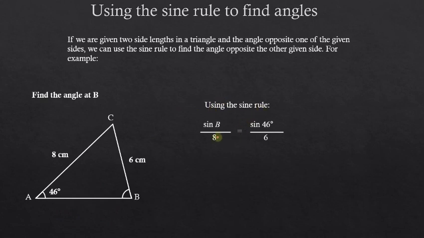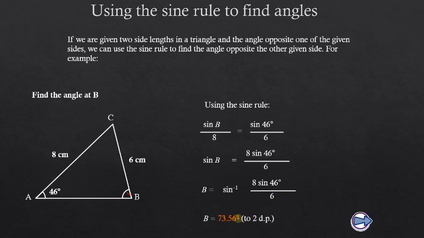When you write that using the sine rule, you get sine of B, which is what you are looking for, over its opposite side, 8, equal to sine of 46, which is this angle, over its opposite side, which is 6. Then when you solve, you get B to be sine inverse of this whole expression, and your B is equal to 73.56 degrees to 2 decimal places. So that is one way of solving triangles if they are not right angle triangles. If they are not right angle triangles, that's when you use the sine rule.